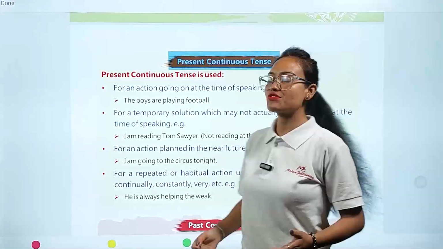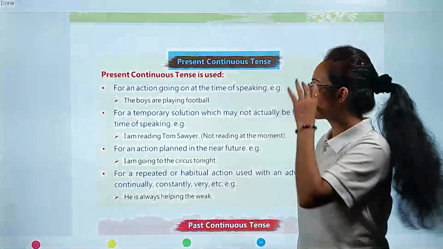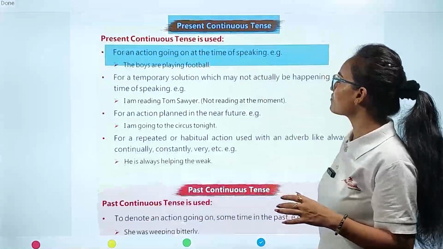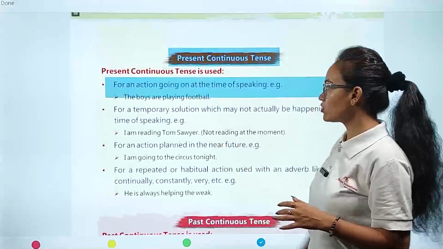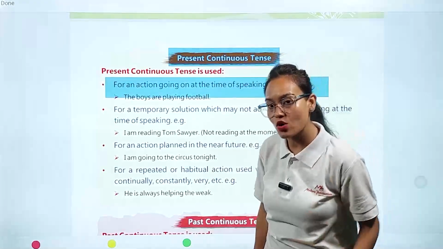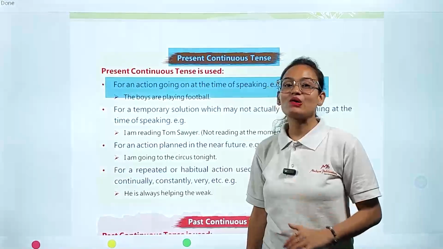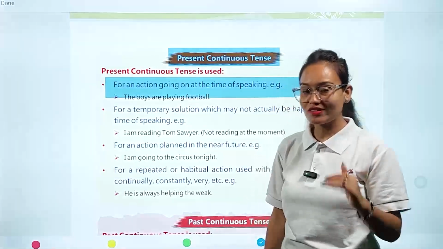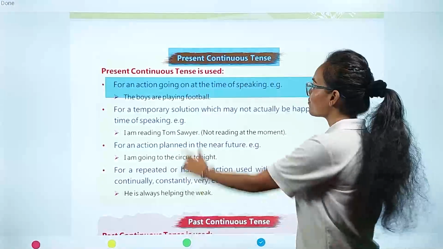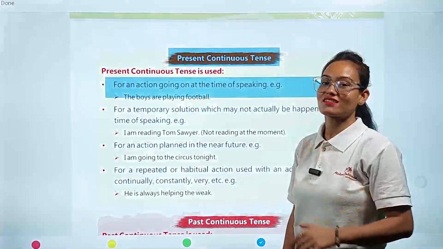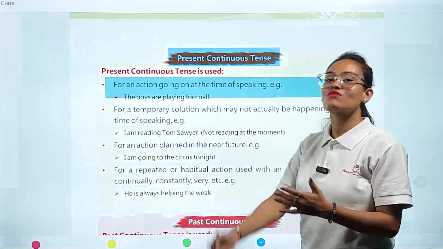So when are we going to use present continuous tense? Let's see. For an action going on at the time of speaking. Example: the boys are playing football. Whenever we are talking, and at that moment the action is ongoing, like right now I'm taking the class for you. This sentence is presented in the form of present continuous tense because right now I'm taking your class. This is a continuous process.